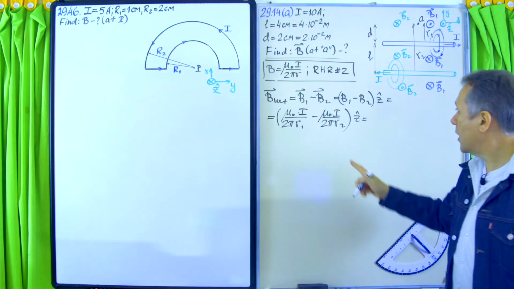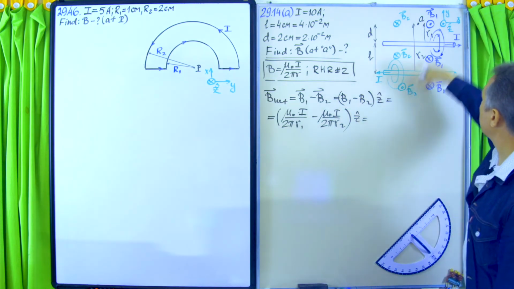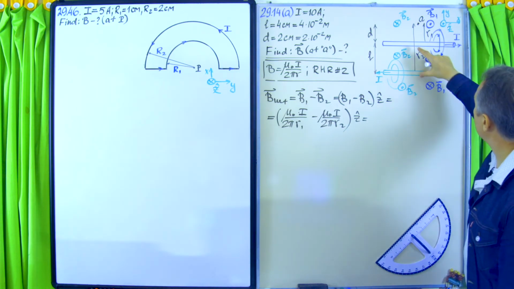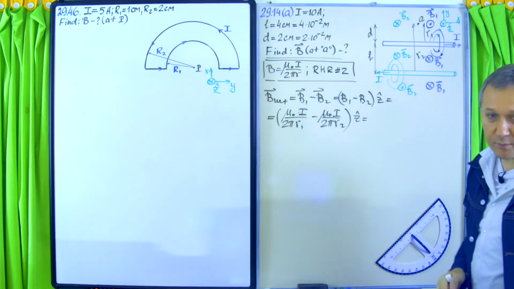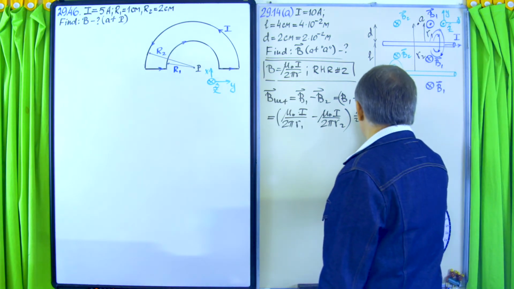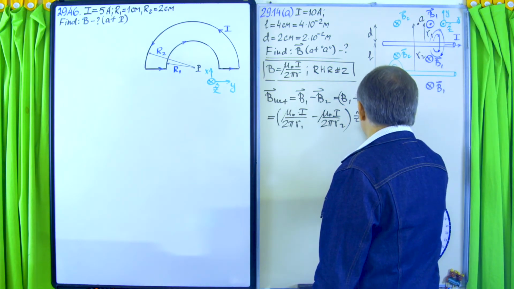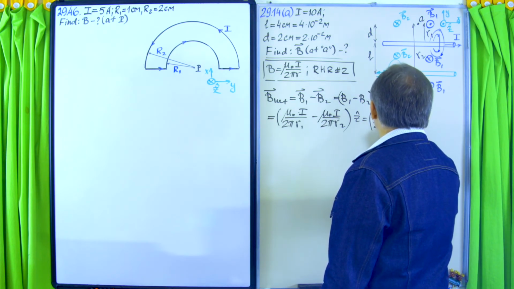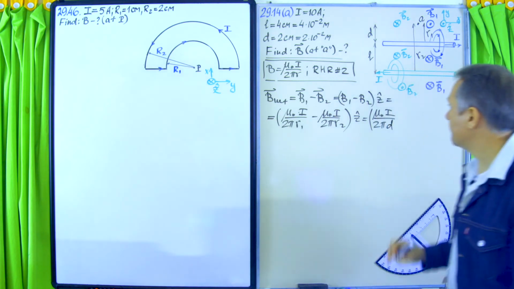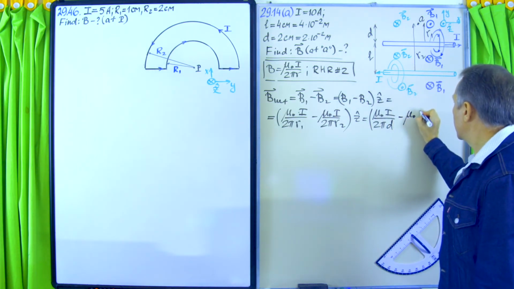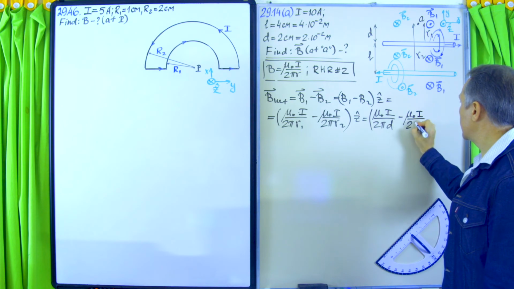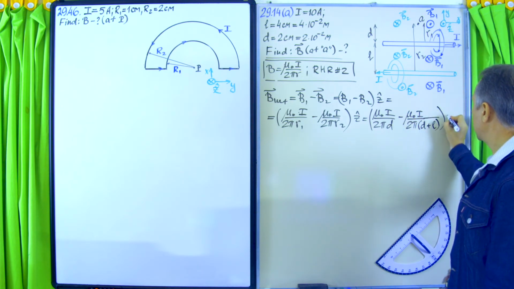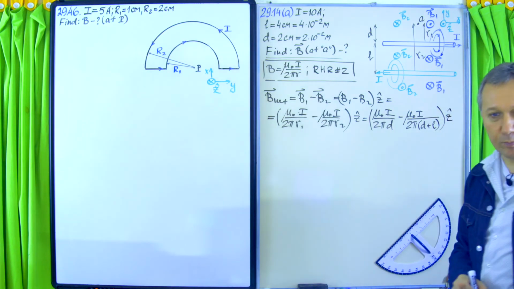Now, what is R1 in terms of what is given? R1 equals D. And R2 equals what? L plus D. So pretty much the problem is solved, right? So let me just write those. Mu naught I divided by 2 pi D, minus mu naught I divided by 2 pi (D plus L), and in the positive z direction.